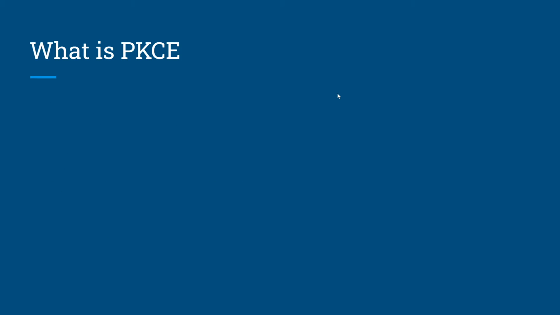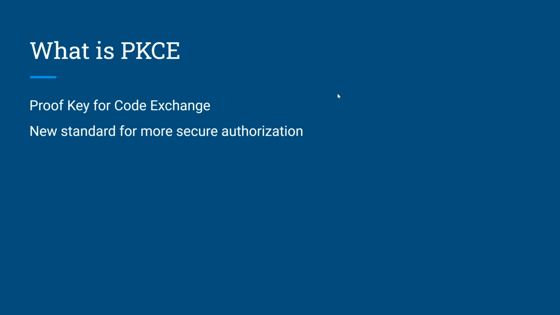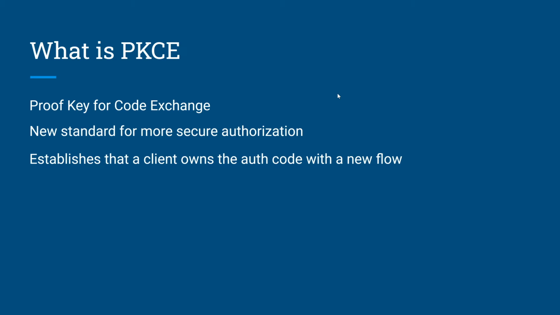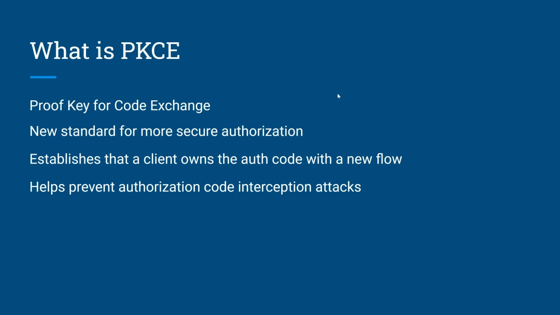So to get started, we'll go over what is PKCE. PKCE stands for Proof Key for Code Exchange, and it's the new standard for more secure authorization, which was introduced by OAuth 2.0. But the main thing that this does differently from the implicit flow is that it establishes that a client actually owns their access token. So what this does, it helps prevent attackers from intercepting their authorization code.